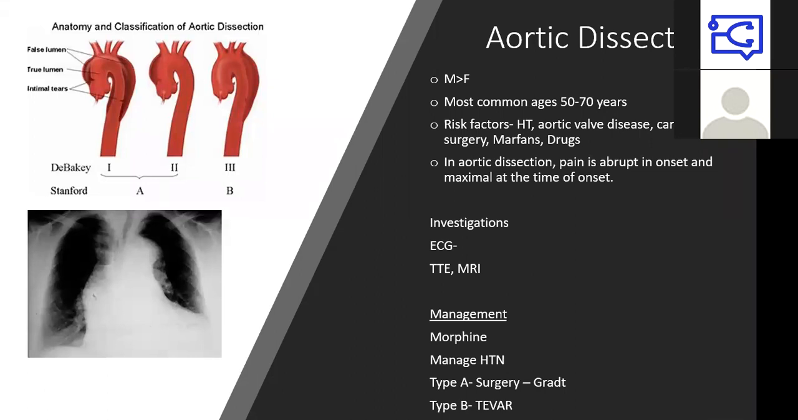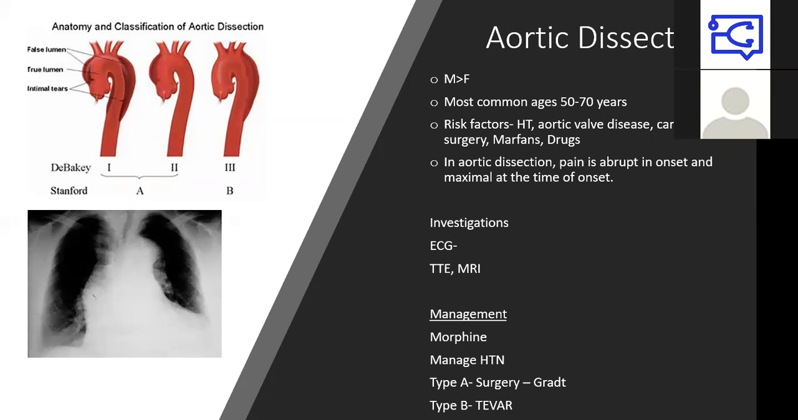It's much more common in males with risk factors. Hypertension is probably the most important. Have they got aortic valve disease, which will already put them at risk? And then the obvious ones are things like Marfan's, and certainly drugs. Are they on amphetamines and cocaine and things? Because you can get hypertension and weakening of the aortic wall.